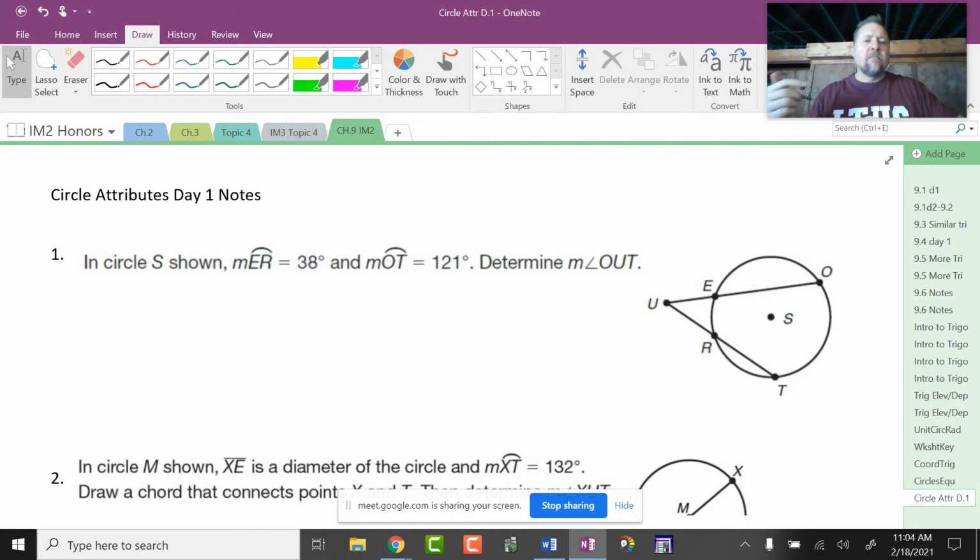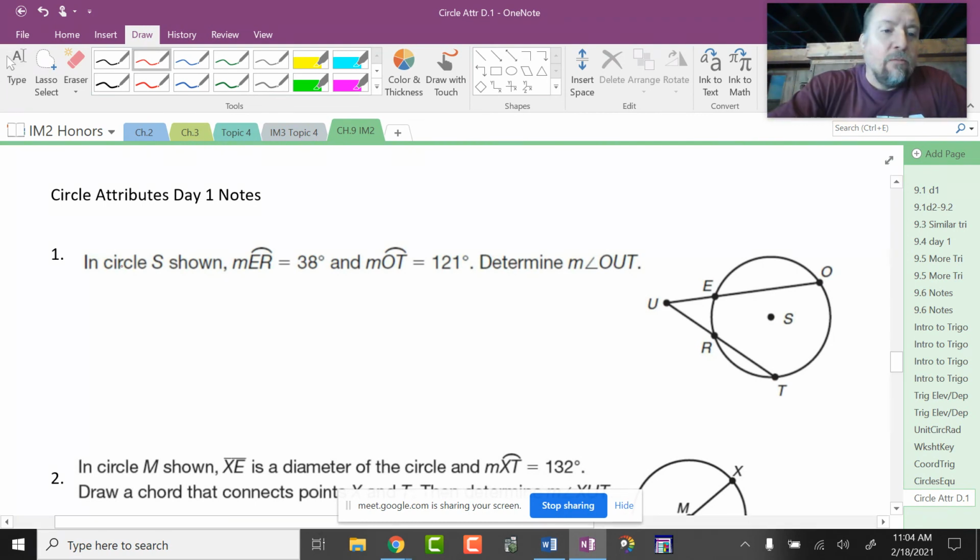We'd have questions like this. You do have to have a drawing. So the drawing's here, but then they make you label it. In circle S, there we go. The measure of arc ER is 38 degrees. You mark that as 38 degrees, maybe put a little mark there so you know that that's that arc measure. And arc OT is 121. This is a basic one.